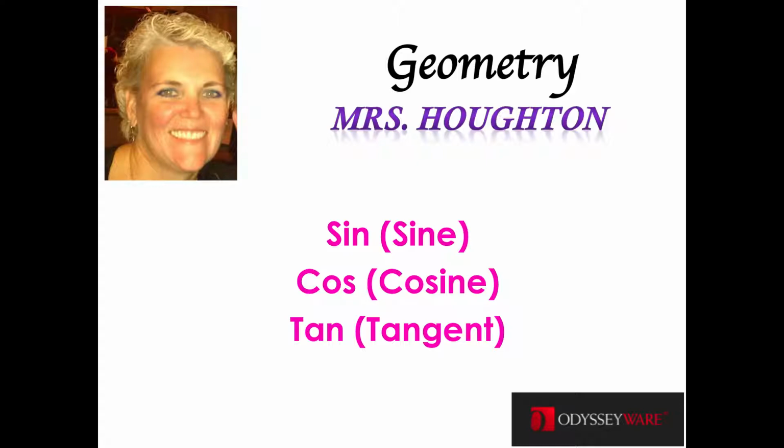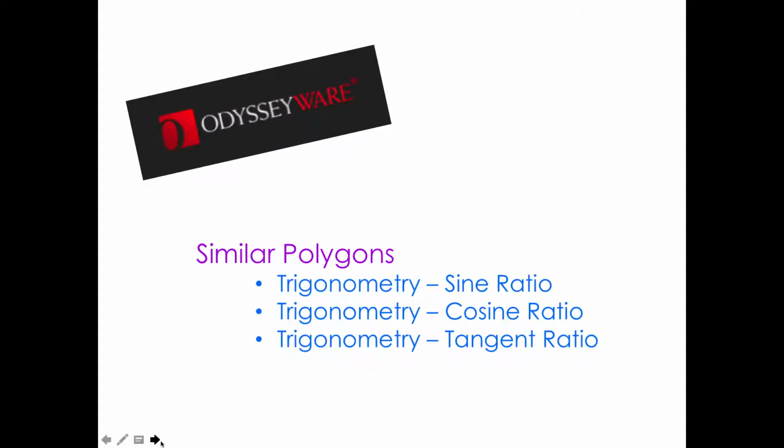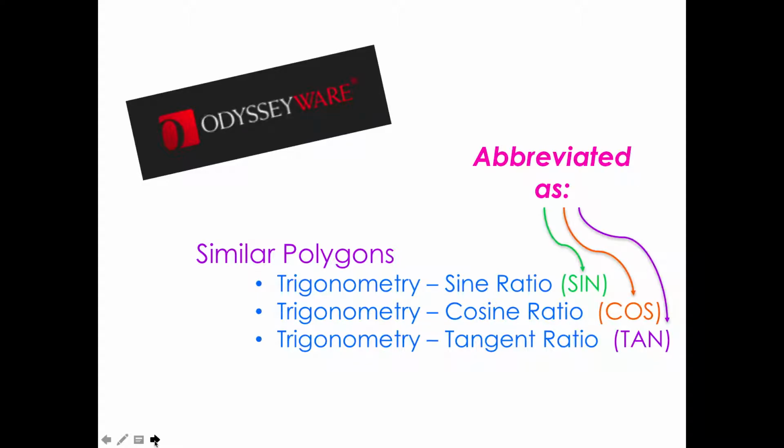Good afternoon. This is Mrs. Houghton, and we're going to be working on sine, cosine, and tangent functions in this recording. In Odyssey, we have three different units where we'll be studying trigonometry functions: the sine ratio, cosine ratio, and tangent ratio. Since they are so similar, I'm going to be covering all three lessons in the unit in this one recording.